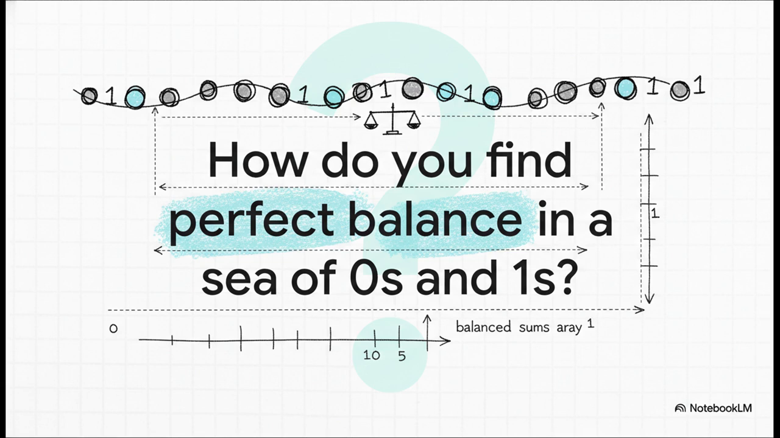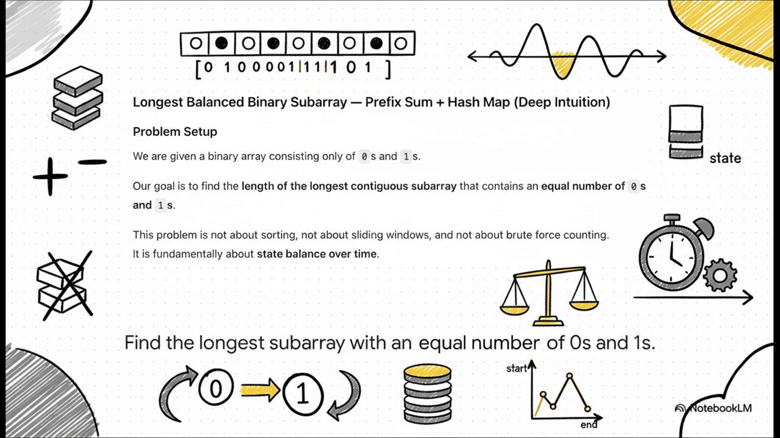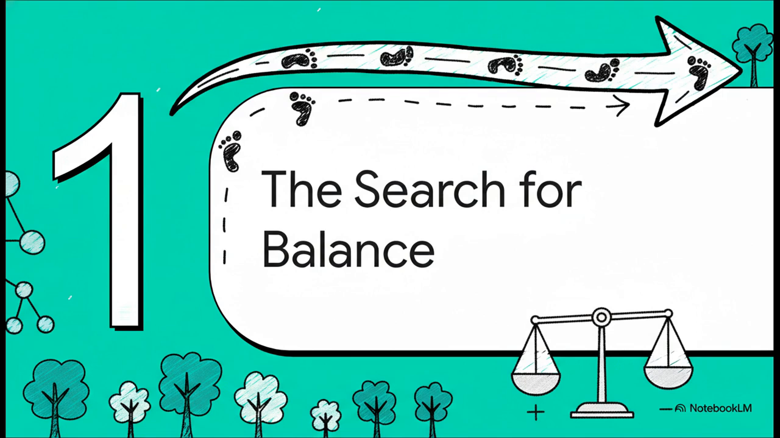Okay, so here's the official mission. We're given a binary array, and we need to find the length of the longest piece of it that has an equal number of zeros and ones. Now, this isn't about sorting or anything like that. It is fundamentally a problem about tracking a state, in this case, balance, over time. So, where do we even begin?